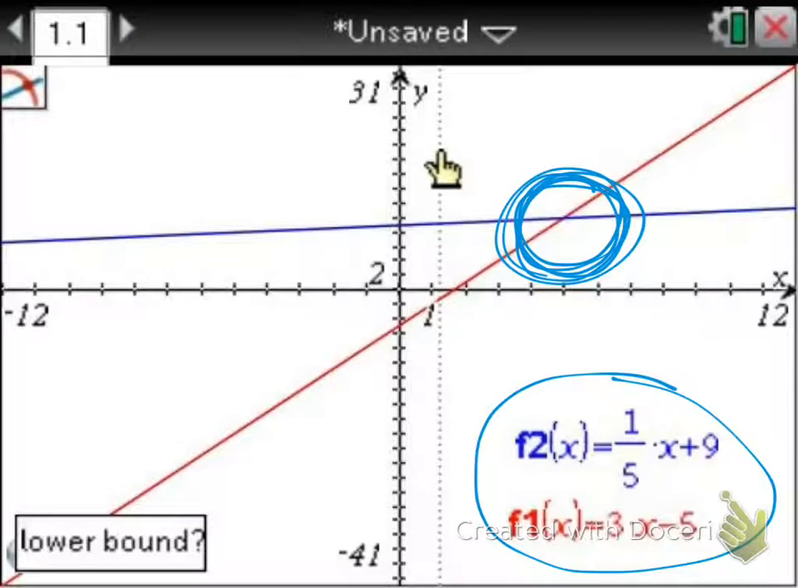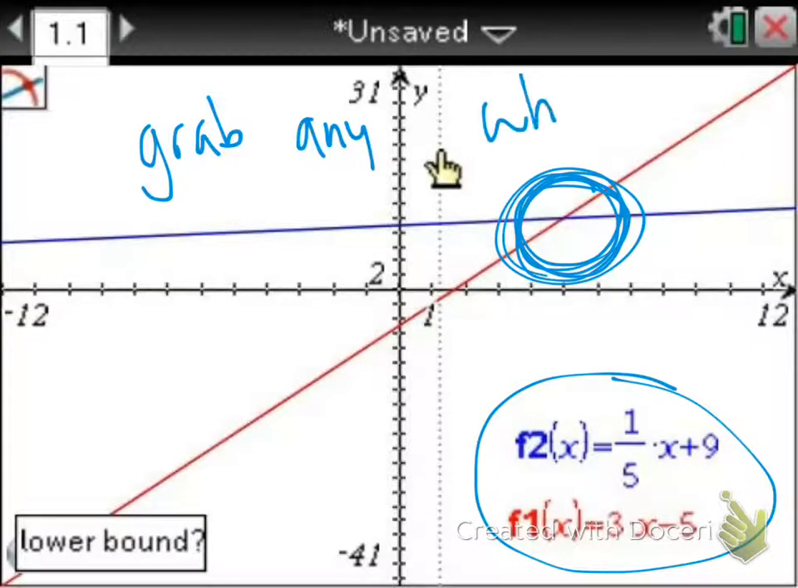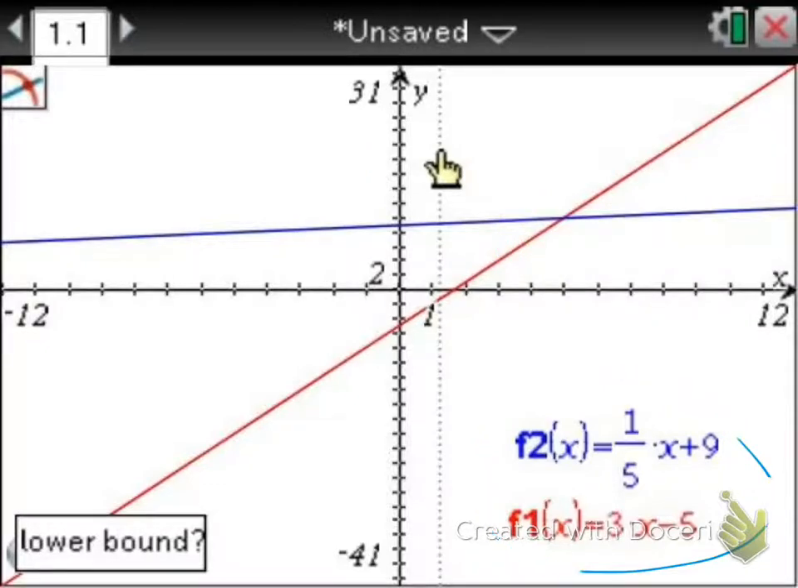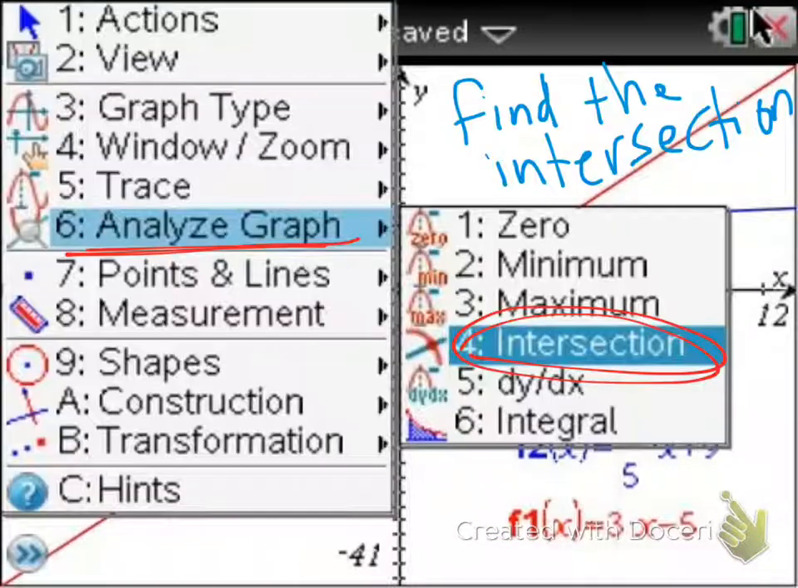If I don't see the intersection, I want to grab any of the white space and move it around so that I can see the intersection. Okay, I can see the intersection so I don't have to worry. But that's when I go back and do my analyze, find the intersection.